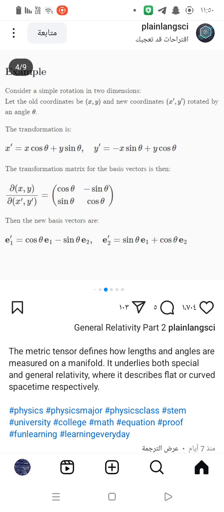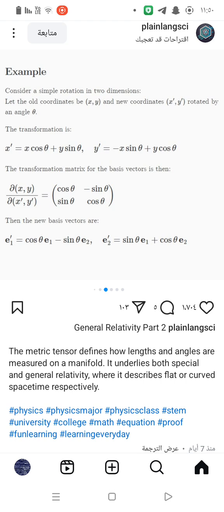Example, consider a simple rotation in 2 dimensions. Let the old coordinates be x, y, and the new coordinates be the ordered pair x', y', rotated by an angle theta. This transformation is x' equals x cosine theta plus y sine theta. y' equals negative x sine theta plus y cosine theta.